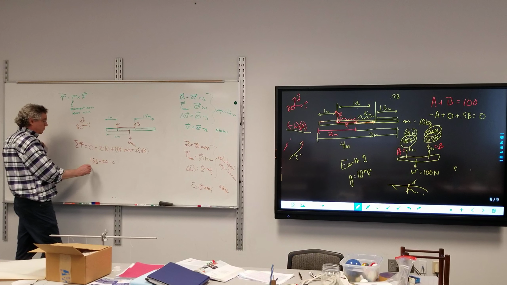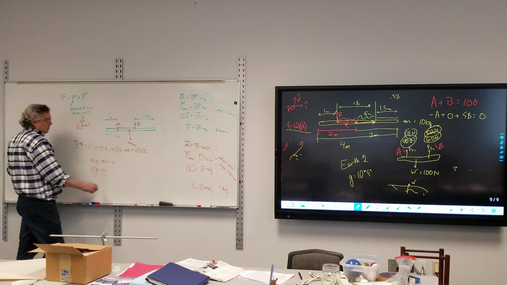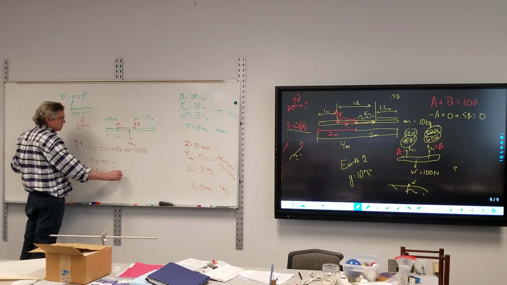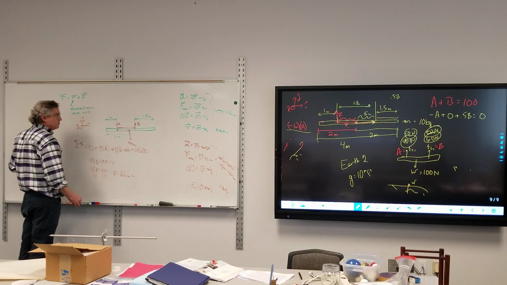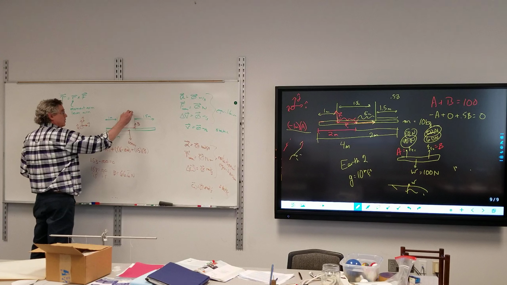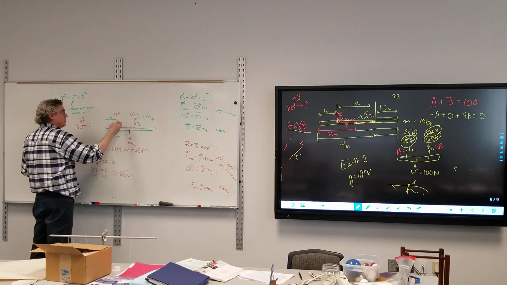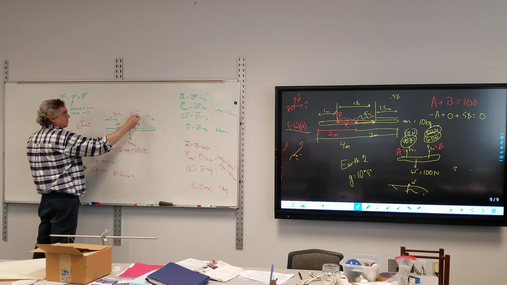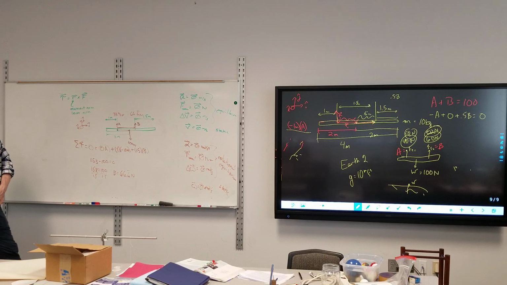So this 1.5 B must be equal to 100, and then divide by 1.5. And so B becomes 66.6 repeating newtons. A should be 33 1/3. That's 66.6 repeating, this 33.3 repeating, just because I know the sum up has to equal the sum down, unless that's wrong. Divided by 3. That's right. Okay.